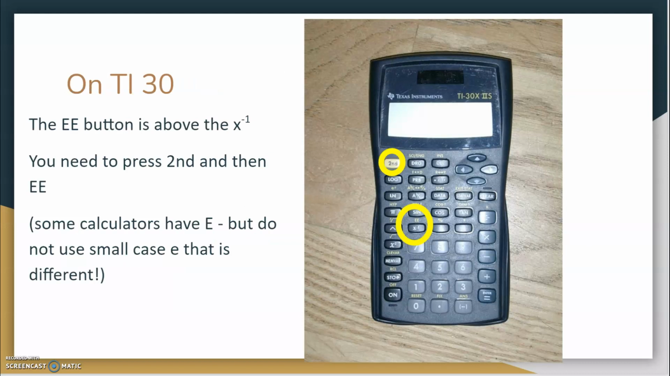So go ahead, and if you have a TI-30, it will look like this. If not, try to find the EE button on the calculator. On the TI-30, it's right here above the x to the -1, and it's in a number above that. So that means you have to push the second key and then this key to get the EE button. Now be careful not to use the E button, the small letter e, because that's a whole different thing. So you want to find the EE button on your calculator.